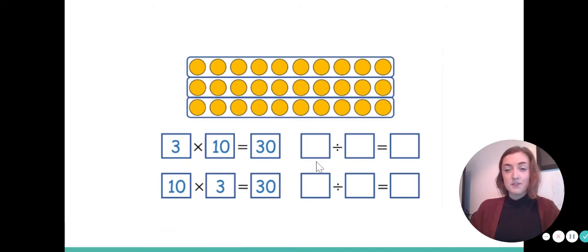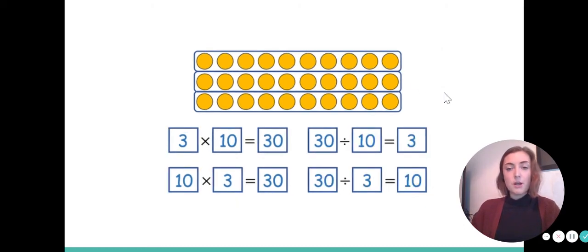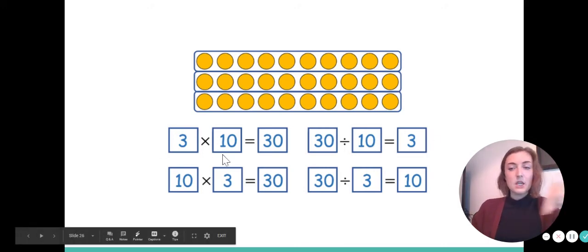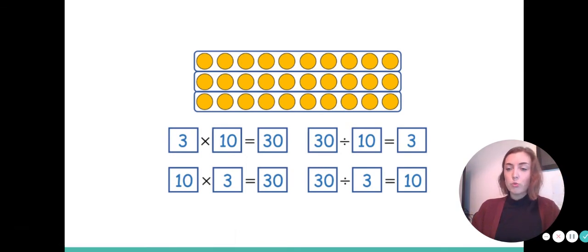Now let's have a look at our dividing. So when I'm dividing, I start with the number I have altogether, 30. And I've divided these into 1, 2, 3 groups. And that has made 10 in each group. So my two number sentences for dividing are going to be 30 divided into 3 groups equals 10, or 30 shared into groups of 10 equals 3. So can you see how all of those number sentences all relate to each other? It's just what we did before, but this time we've got the picture to help us.